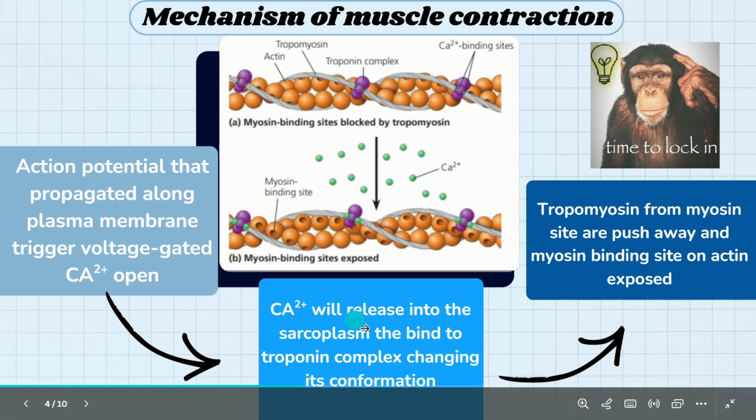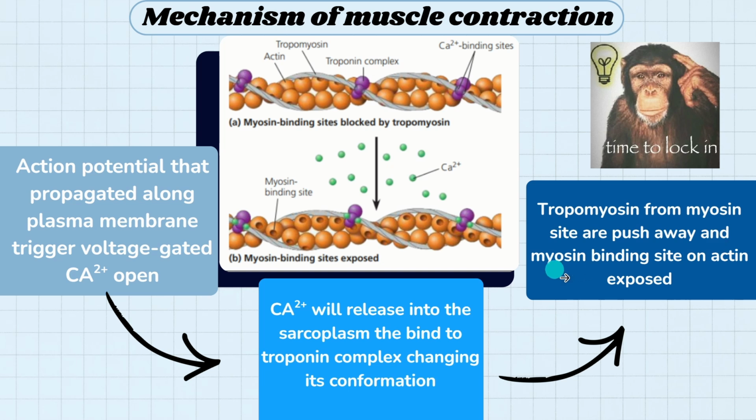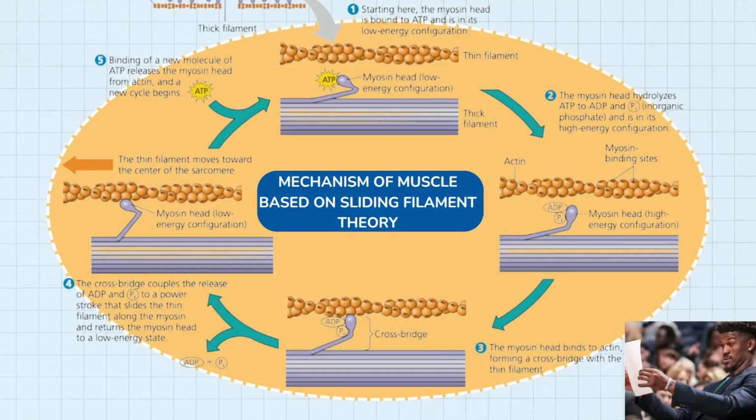Then calcium is released into the sarcoplasm to bind to the troponin complex, changing its conformation. Then tropomyosin is pushed away from the myosin binding site, and the myosin binding site on actin is exposed. As you can see here, there is a complete cycle of the sliding filament theory about the mechanism of muscle contraction. How does our muscle contract? Actually, it has its cycle.